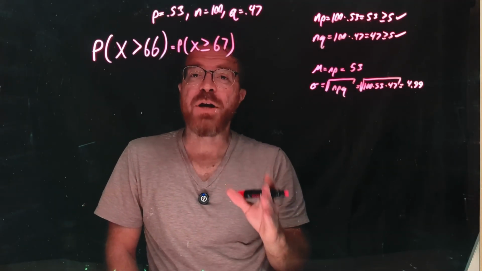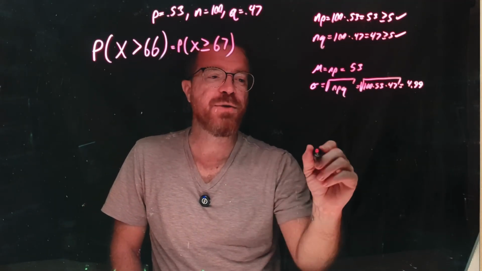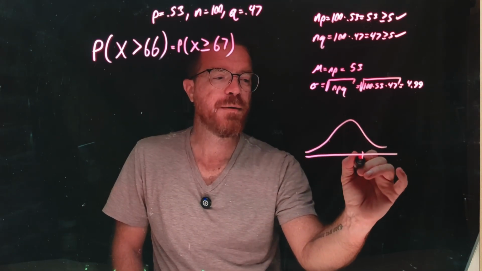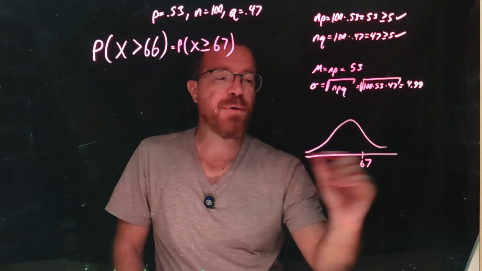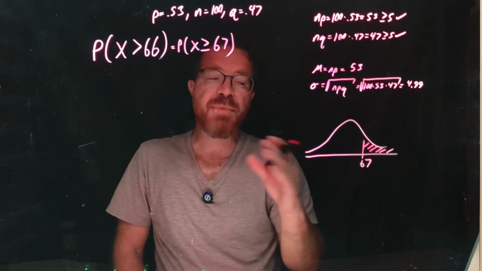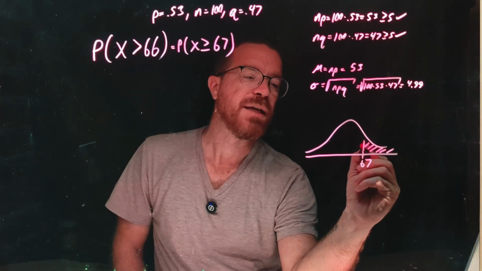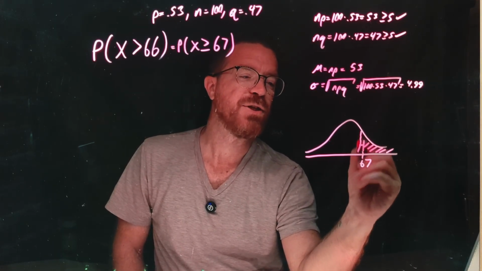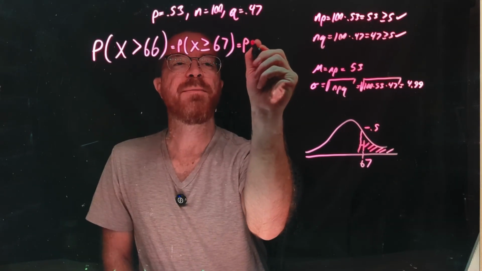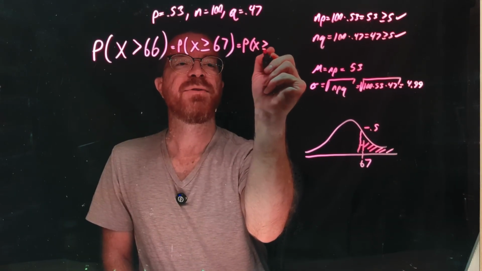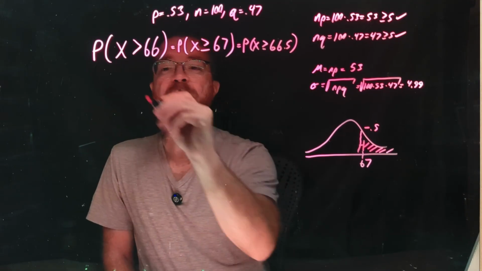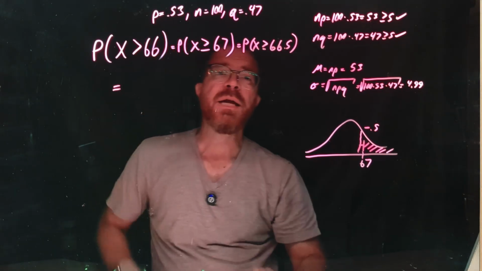Now we need to do our correction for continuity. So remember, if we were finding this probability here, we have some value 67, and we're looking at what is the probability of something greater than or equal to this. So in order to make this interval bigger, I need to go to the left, which means I need to subtract 0.5. So this is going to be equal to the probability that x is greater than or equal to 66.5.